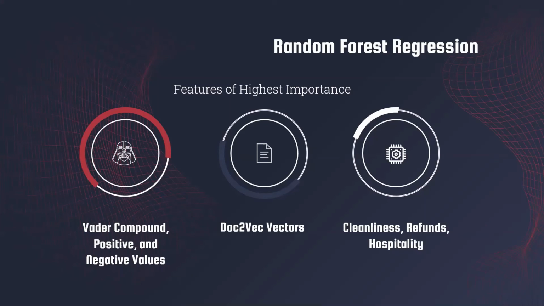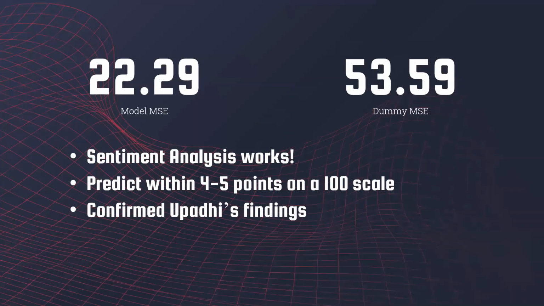Aside from this, I think what the first two categories of features show is that the total reviews are being predicted by this analysis, and that we are getting accurate results. So I'm really able to conclude from this that sentiment analysis works because I'm able to predict within 4 to 5 points on a 1 to 100 scale in terms of the accuracy. As you can also see, I benchmarked the model MSE with a dummy MSE, which was a lot less accurate. And lastly, like I said before, I was able to confirm Upati's findings on some of the most valuable features for an Airbnb.